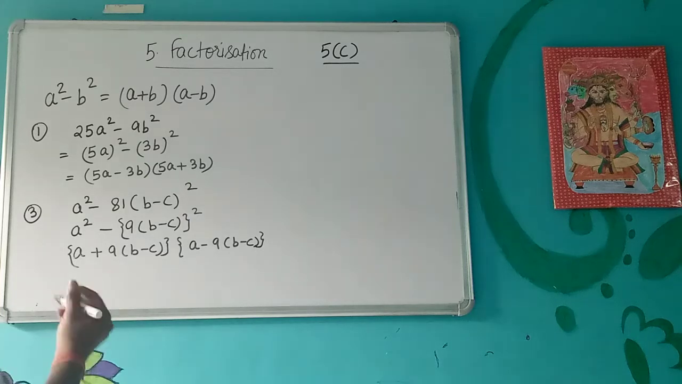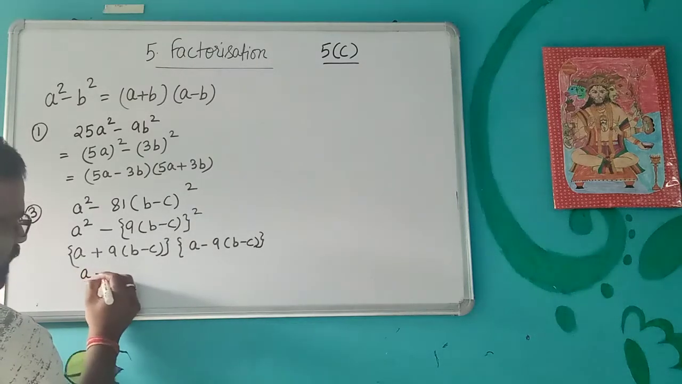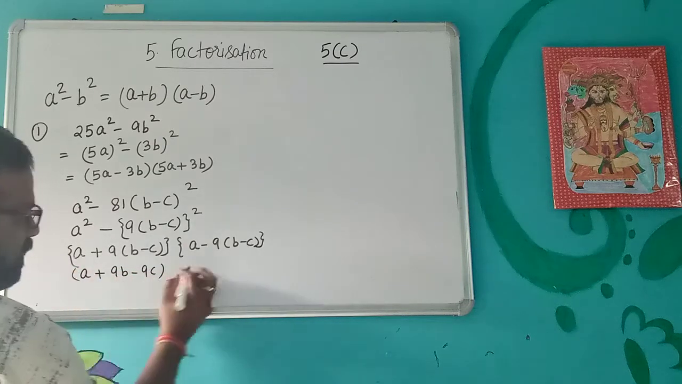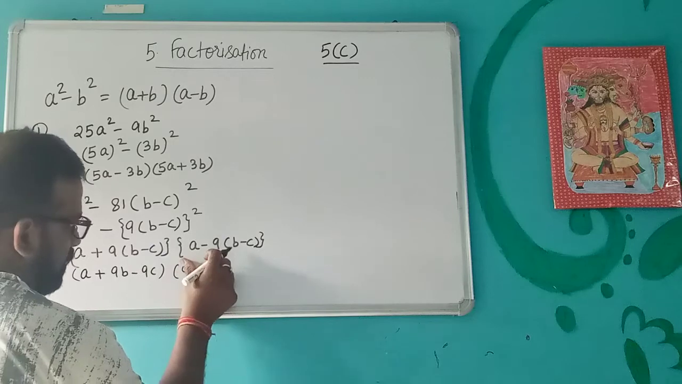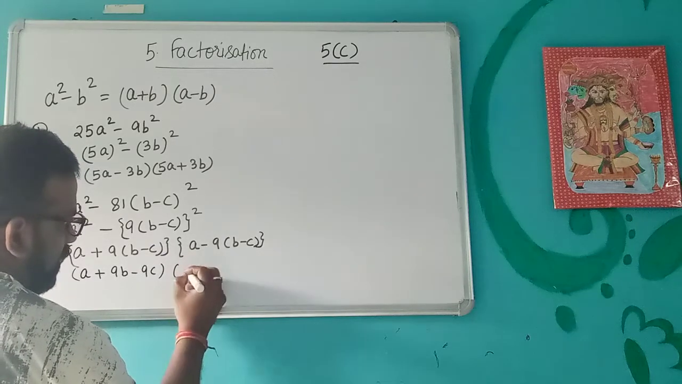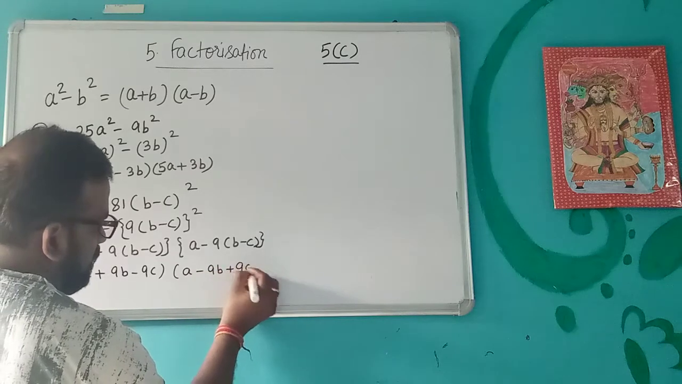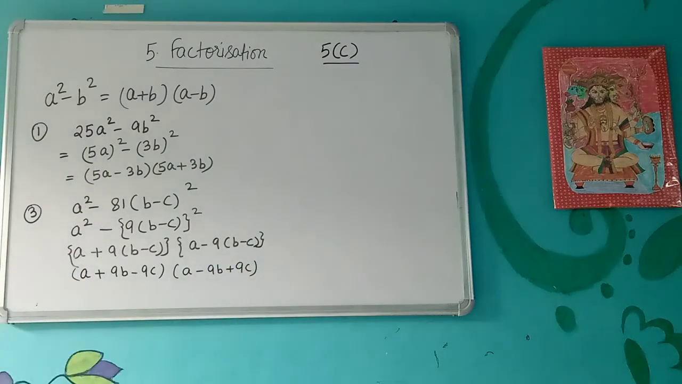Okay, then let's solve the bracket. It will be a plus 9b minus 9c, and it will be a minus 9b plus 9c. Okay, now it is factorized.